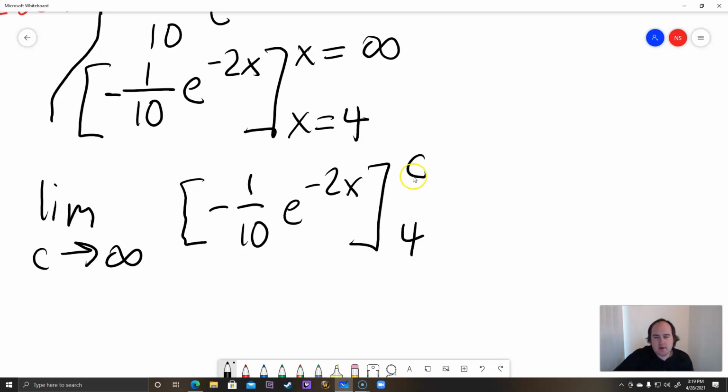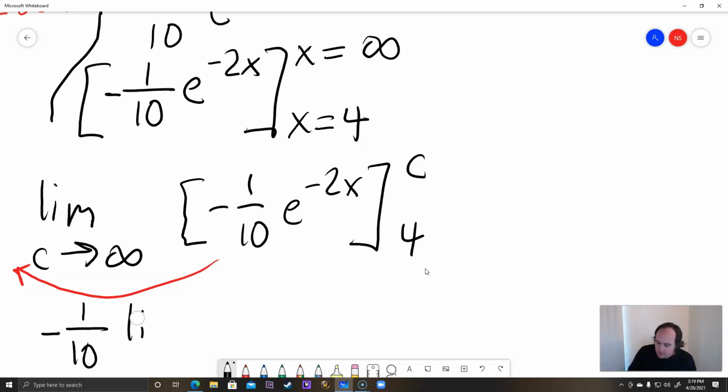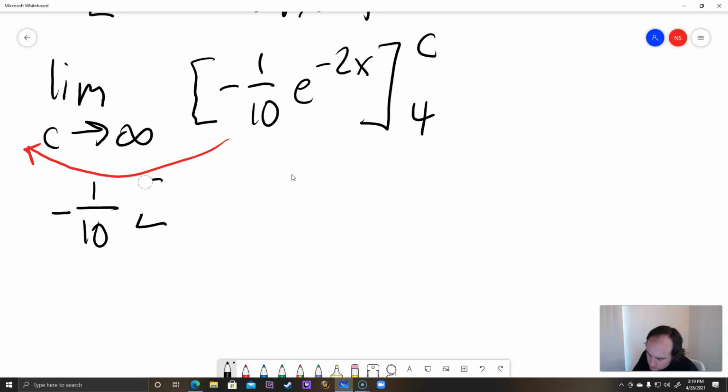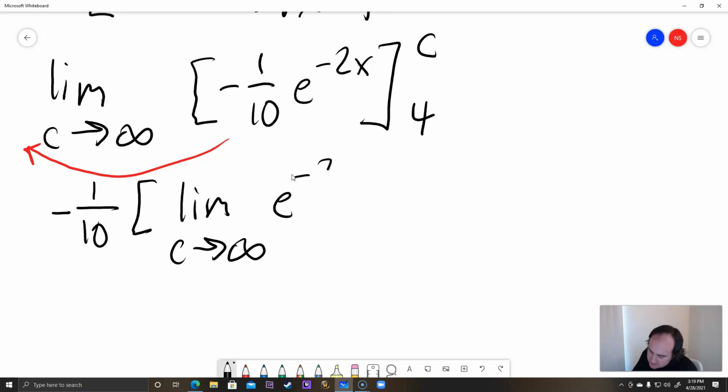Okay, and then we just go ahead and plug in here. So if we bring the -1/10 out front, we're going to get -1/10 times the limit. Well, let's go ahead and distribute the limit. Let's save some time here. So if we distribute the limit, we're going to get -1/10 times the limit as c goes to infinity of e to the negative 2c minus e to the negative 2 times 4.